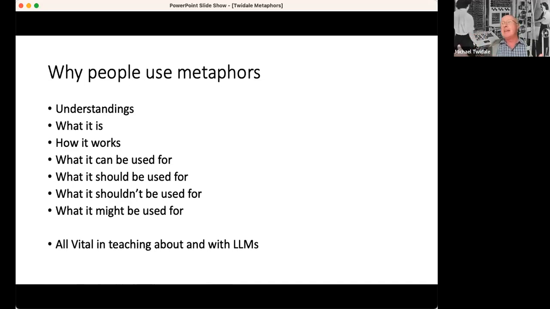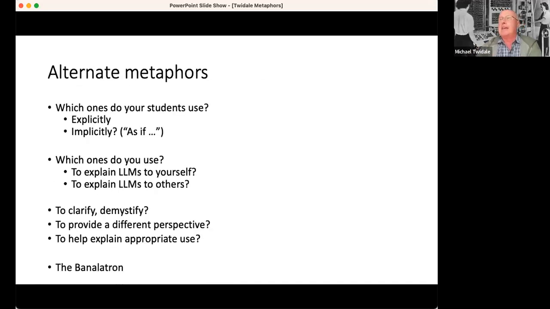So they're all vital in teaching about what the hell ChatGPT is, and that might be me as a professor teaching a bunch of students, or you trying to explain to your family members what this thing is that they've heard about, and you're at university, so please explain it to your grandma. So use of metaphors can be very handy. There are the metaphors that we know about, but then there are some other ones.